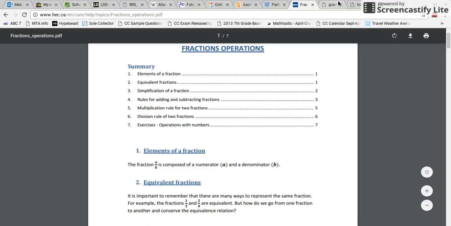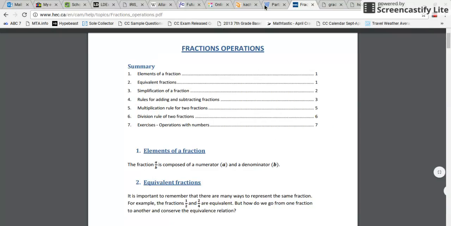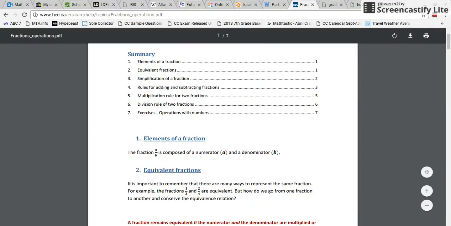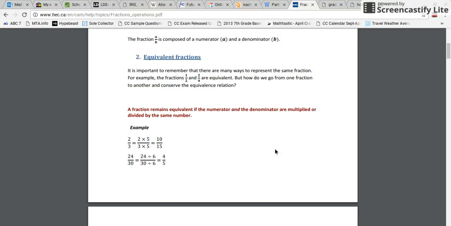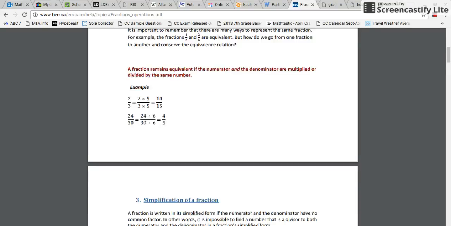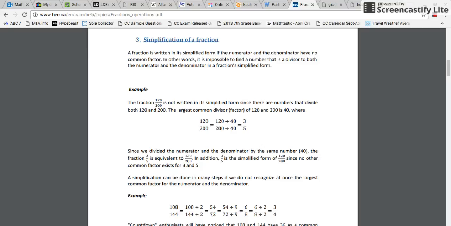Because everyone knows that this question is about fractions. So let's go over some of the things. What's a fraction? What are equivalent fractions? By the way, at any point, if you want, you can pause and read over it. If you know what equivalent fractions are, just keep going. You don't have to pause. How to simplify fractions.